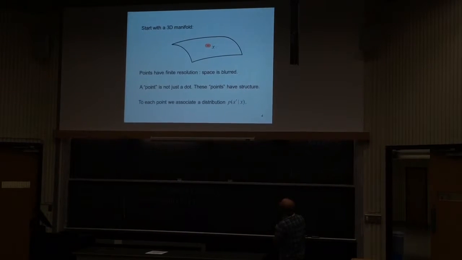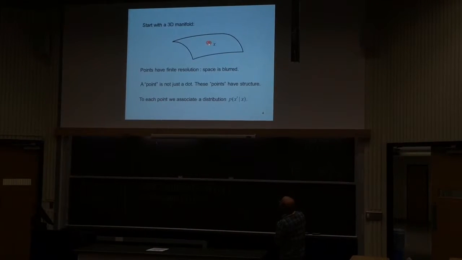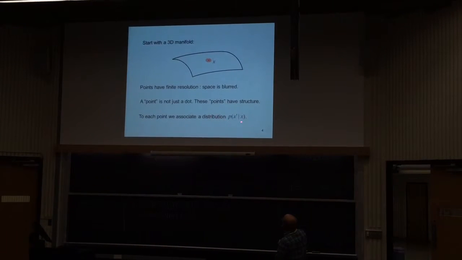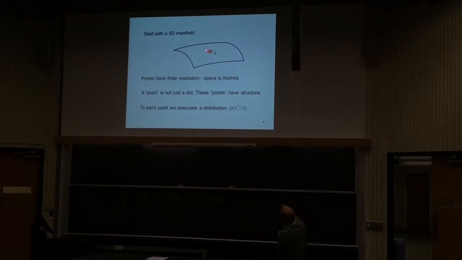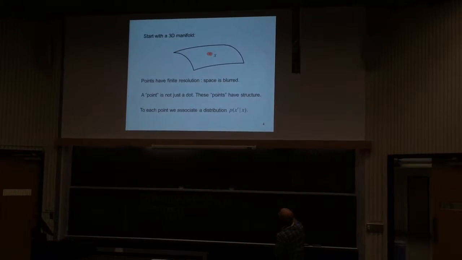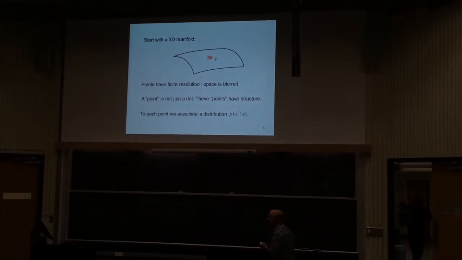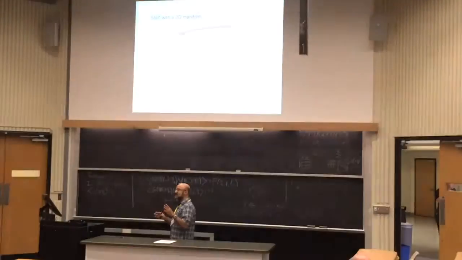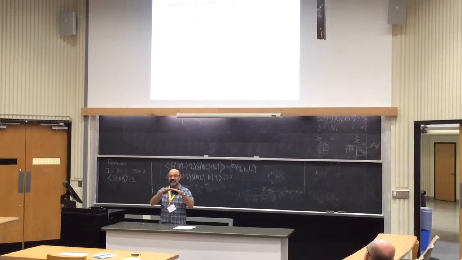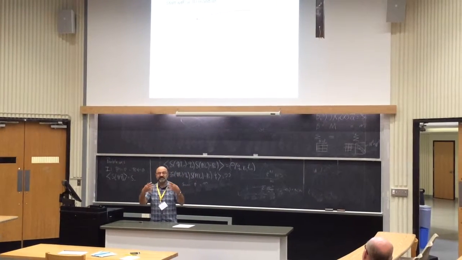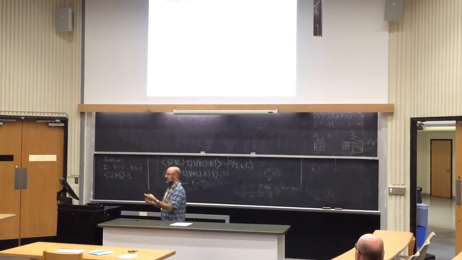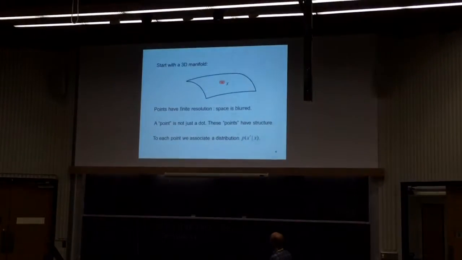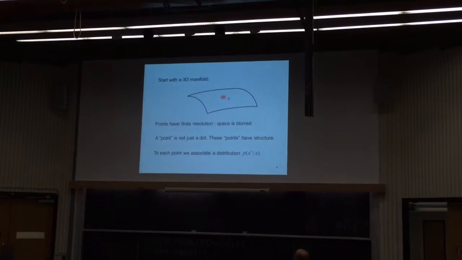These points here have structure. What is that structure? Well, to each point x, we are associating a probability distribution: the probability of the true location of the particle, given that we think it is at x. So to each point, we associate a probability distribution. What this does is it tells you that this space that we're talking about is now a statistical manifold. And statistical manifolds have a metric, have distances. It is legitimate to associate a distance to such a space.